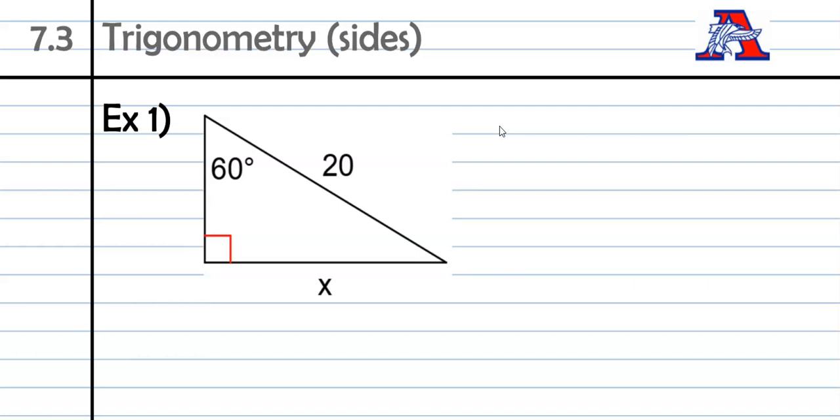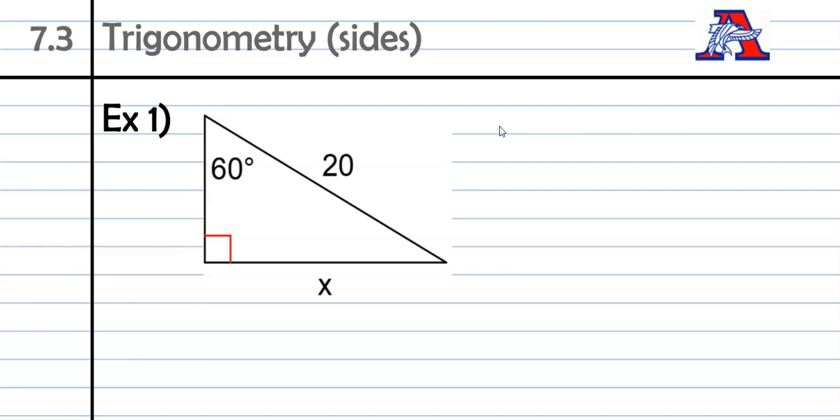What you're going to notice is that we're given just one side. We're given the side 20. The other two sides are missing. So we couldn't use the Pythagorean theorem even if we wanted to. Yes, it is a right triangle, but in order to use the Pythagorean theorem, we would need to have two sides. So that's where trigonometry becomes useful, when you're only given one side, but you're given an angle.